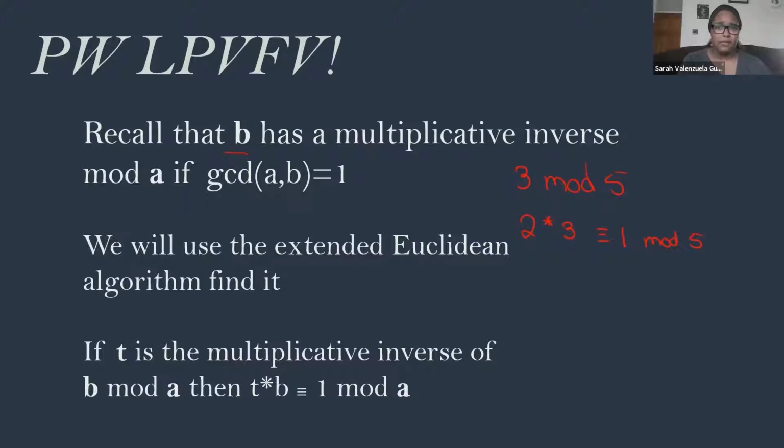But do you remember what congruent is? Congruent means that both numbers, this one and this one, have the same remainder when divided by 5. And as you can see, 6 divided by 5 has a remainder of 1, and 1 divided by 5 has a remainder of 1.